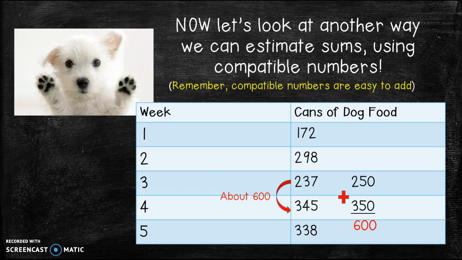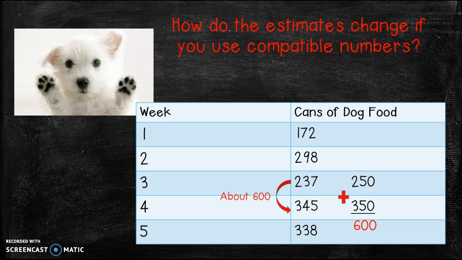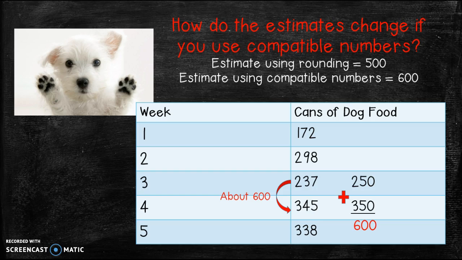Remember, anytime we're answering something that asks us to estimate, you always need to use the word about 600. So how do the estimates change if you use compatible numbers? Well, remember when we did our estimate using rounding, we got 500. This time when we estimate using compatible numbers, we got about 600. That's almost 100 difference, 100 cans difference.